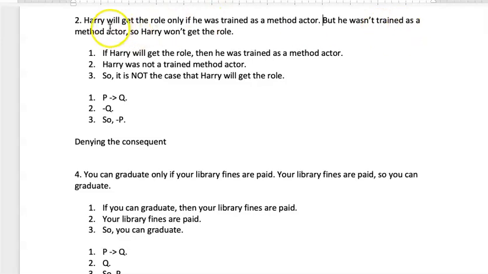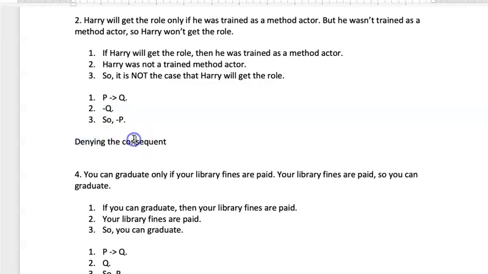But he wasn't trained as a method actor, so it is not the case that he was trained as a method actor. I should make that bigger, but so it is not the case that we have the consequent. So we already know it's denying the consequent. So it is not the case that Harry will get the role. I think it helps to put it into symbolic form. So if P, then Q, it is not the case that Q, so it is not the case that he will get the role.